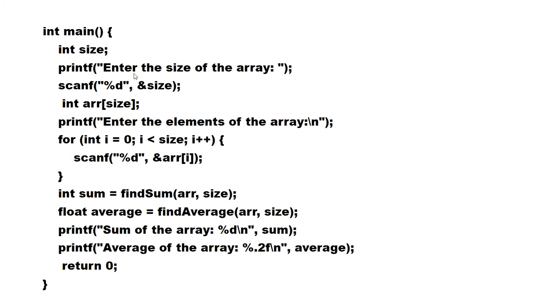Enter the size of the array. The size of the array is stored in the variable size, scanf %d and &size. When the array is declared, printf enter the elements of the array. The array elements are read inside the loop. for i equal to 0, i less than size, i plus plus, scanf %d and &arr of i. This is for reading. Then we call the findsum function to find the sum of the array and it is stored in the variable sum. And we call the findaverage function to find the average and the average is stored in the variable avg. Next, we print the sum and then average and then return.